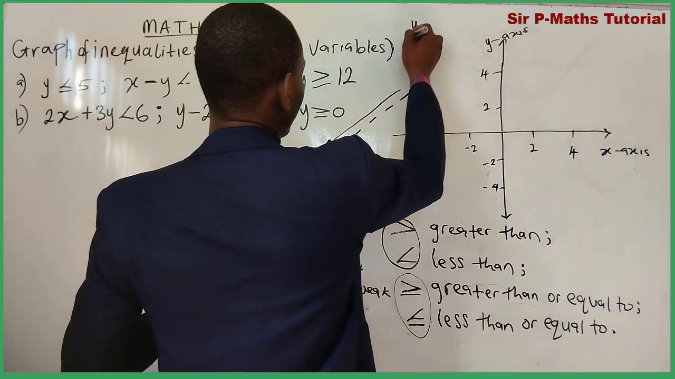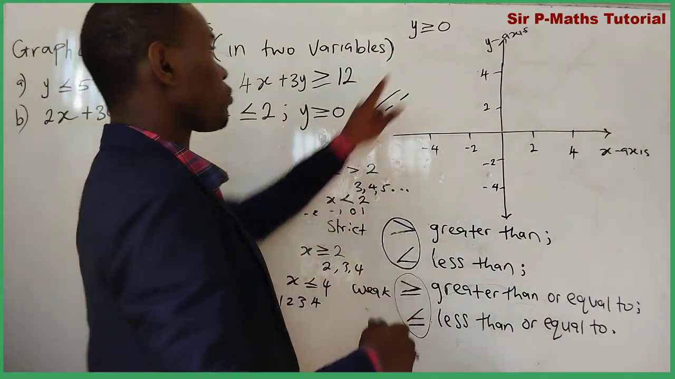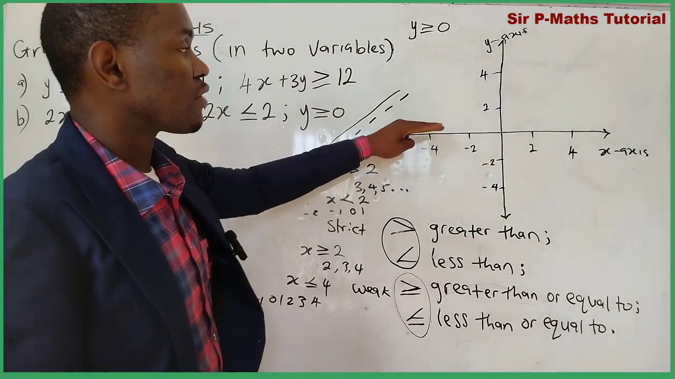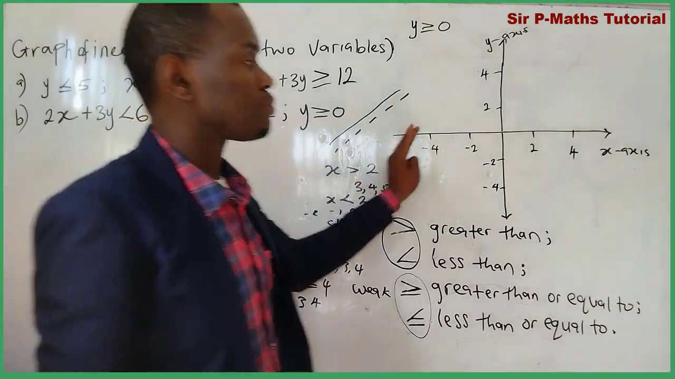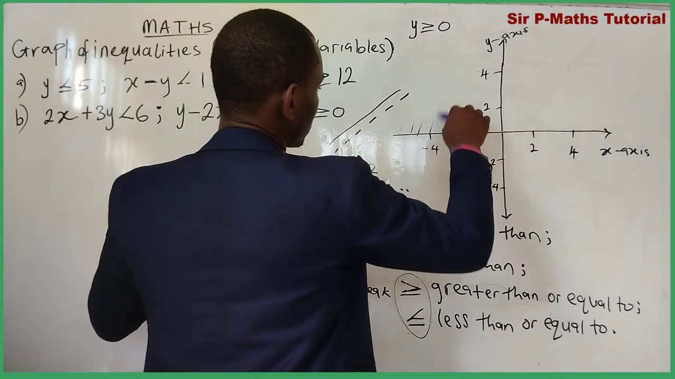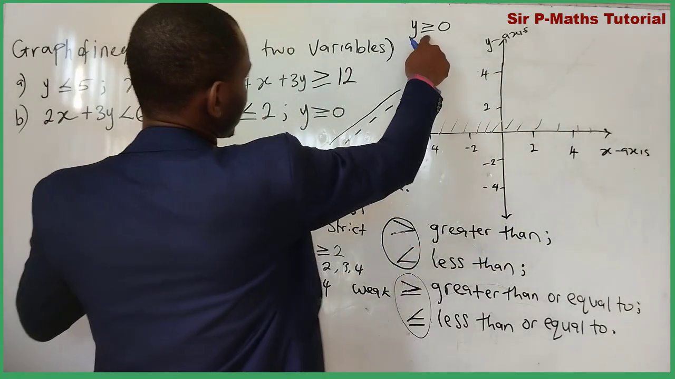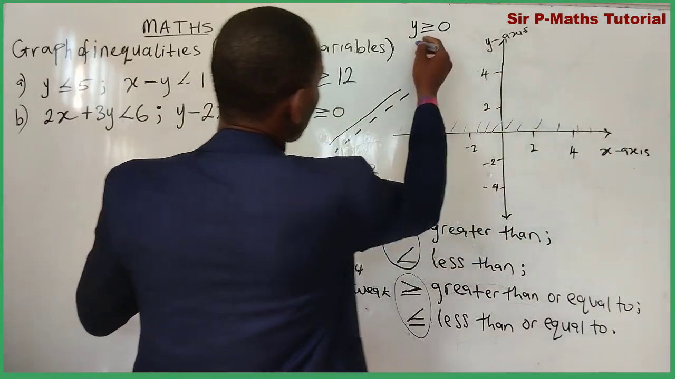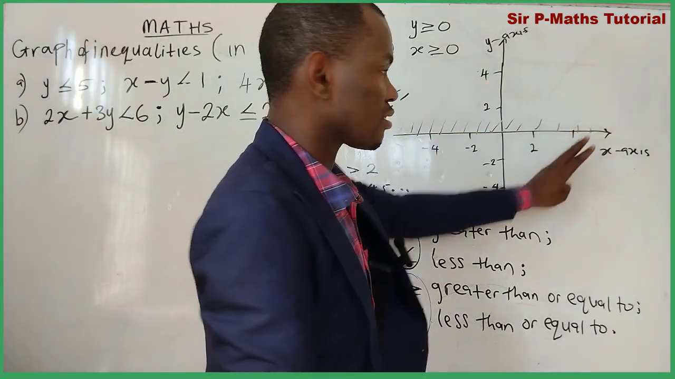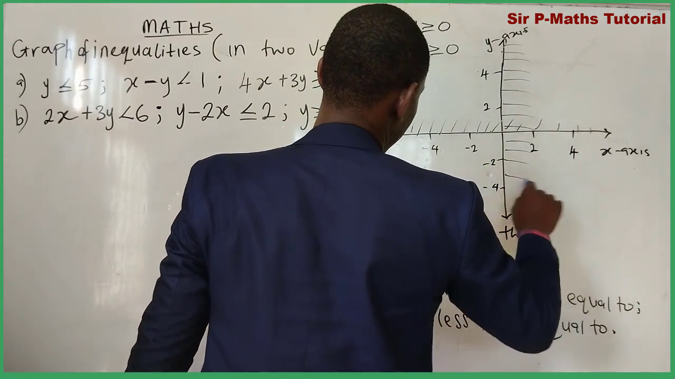Alright, so let's assume I have y greater than or equal to 0. It means that the value of y must be bigger than 0. So it could be 1, 2, 3, and others. Whenever you have that, the points must be above the x-axis. Therefore, we shade above the x-axis, above the line, since it is greater than. If I have x greater than or equal to 0, I will shade the y-axis, and it has to be the right-hand side of the y-axis.